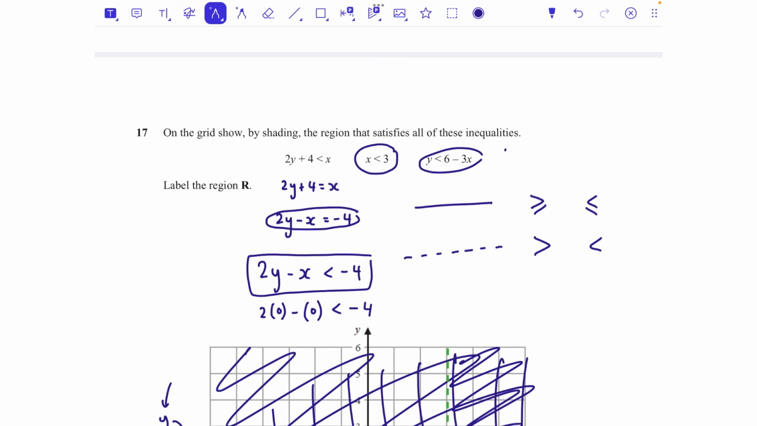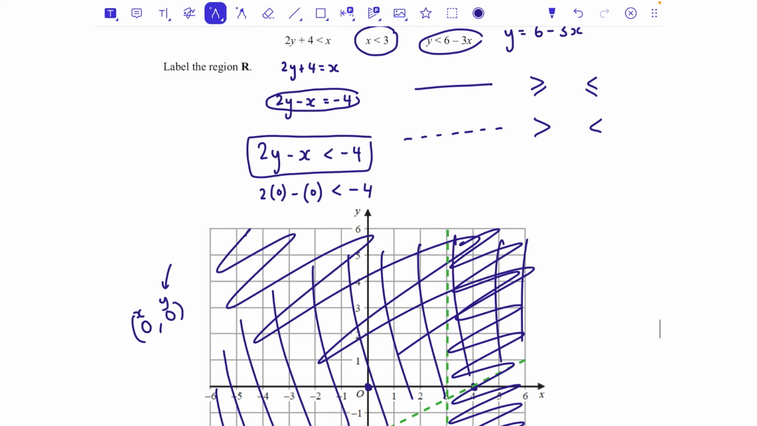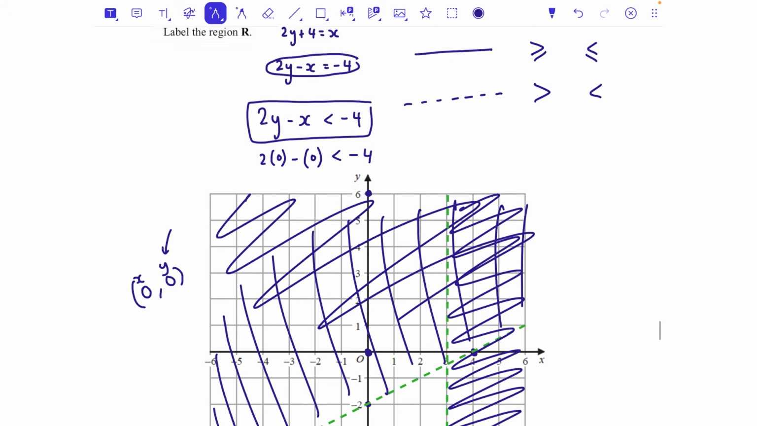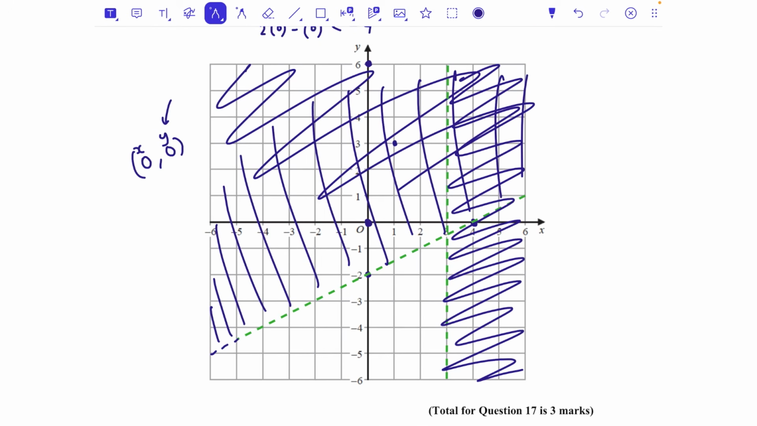And again, I'm going to draw y equals 6 minus 3x, which is the line with y-intercept 6 and a gradient of minus 3. So the line y equals 6 minus 3x is going to cross at 6. And for every 1 across, it's going to go down by 3. So 1 across, 3 down, 1 across, 3 down, 1 across, 3 down, 1 across, 3 down, and so on. And again, we're going to join that up with a dotted line, and we're going to check and see which side we need to shade.